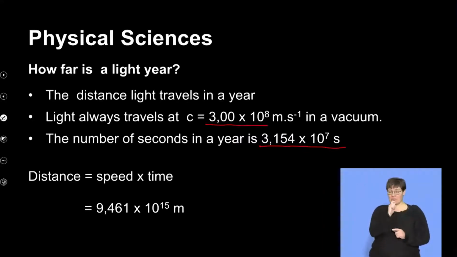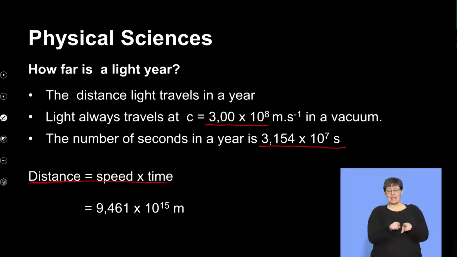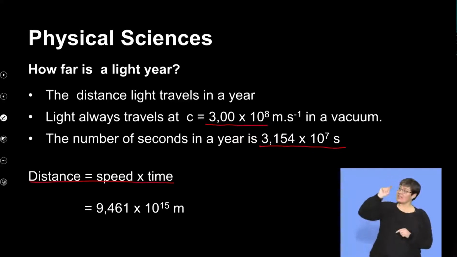Therefore, if we use our formula, but just rearranged from the previous slide, we can get that distance is equal to speed multiplied by time. And when we multiply the speed of light by the number of seconds in a year, we get that the distance of a single light year is 9.461 times 10 to the power of 15 meters. A truly colossal distance, far, far longer than the distance between our Earth and the Sun.